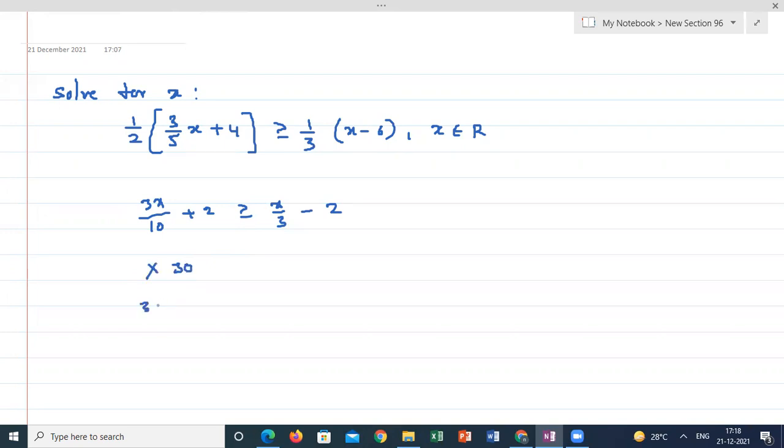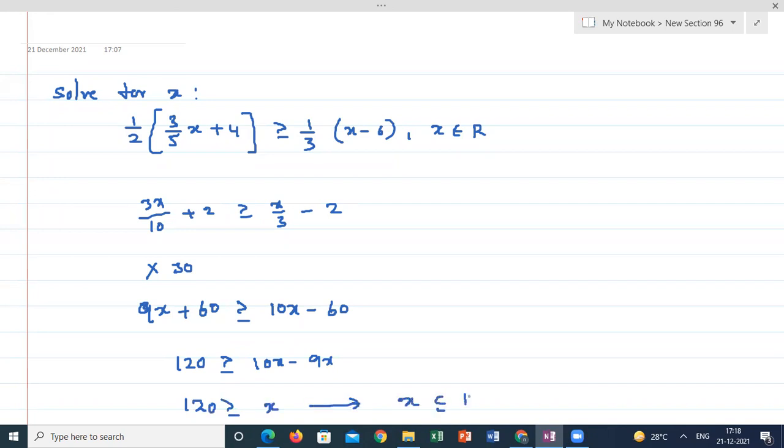So 3x into 30 by 10 will be 9x plus 60 greater than or equal to x by 3 into 30, which is 10x minus 60. If I take all x to one side, 120 is greater than or equal to 10x minus 9x. This will be 120 greater than or equal to x. From here, x is less than or equal to 120. That means x belongs to minus infinity to 120, closed interval.